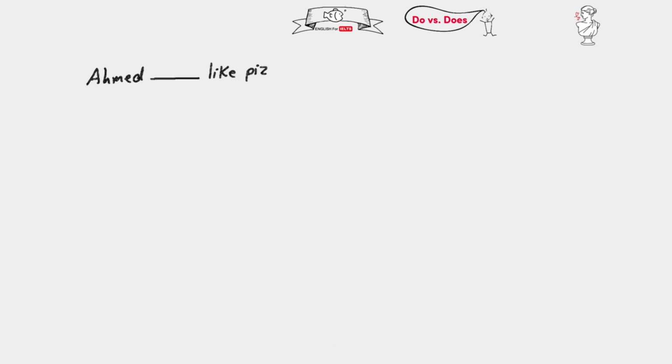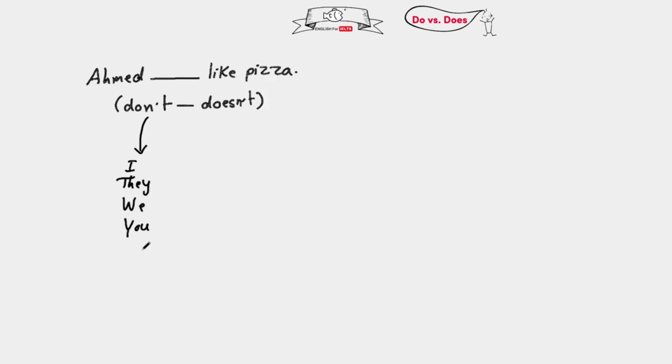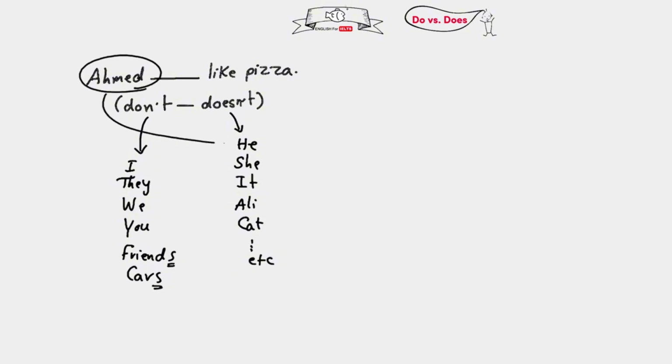Ahmed blank like pizza. Don't or doesn't. Don't comes with I, they, we, you, and plural nouns like friends, cars with S in the end. But we use doesn't with he, she, it, and singular nouns like Ali, cat, etc. In the question here we have Ahmed, which is equal to he, and he takes doesn't. So the answer is doesn't.